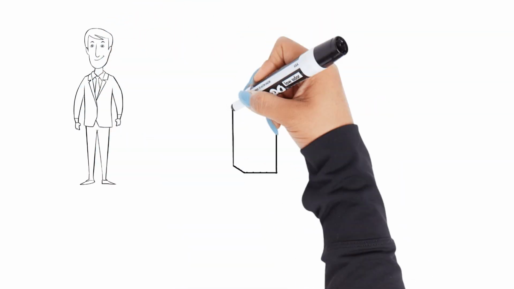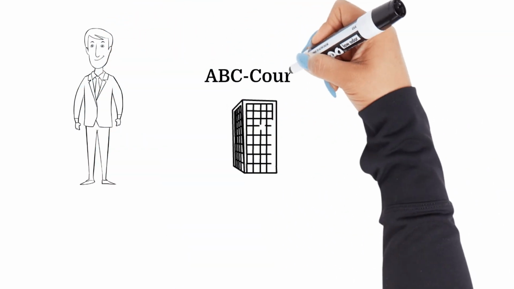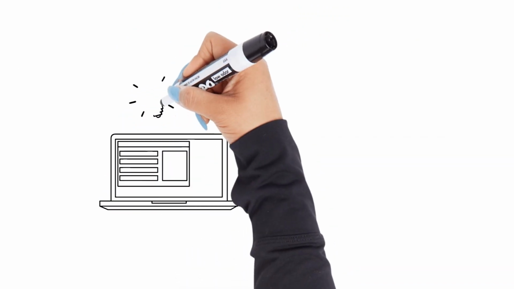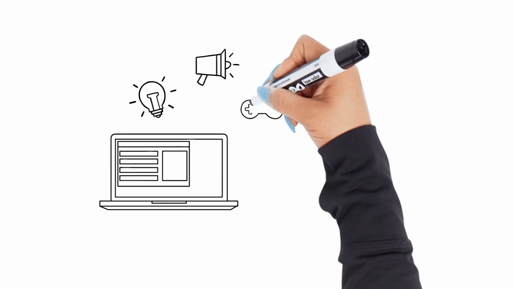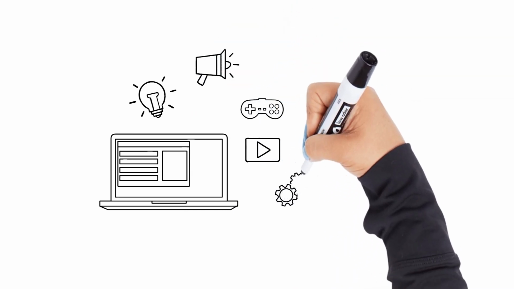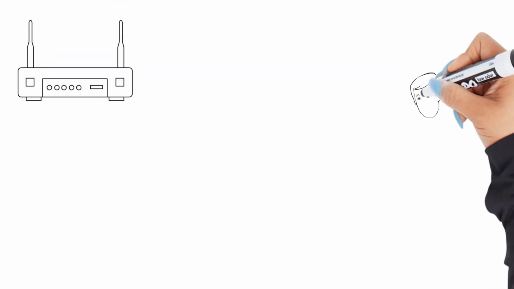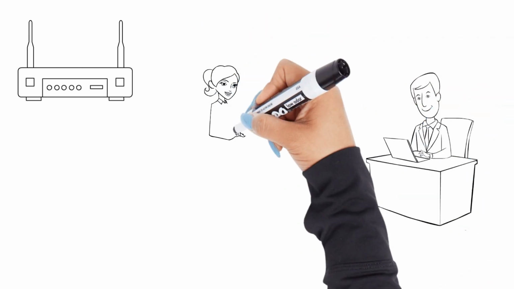Meet John, who works for a company called ABC Course. They sell online courses on various topics. They have a website where customers can browse and purchase courses, a database where customer information and payment details are stored, and a network where employees can communicate and share files.